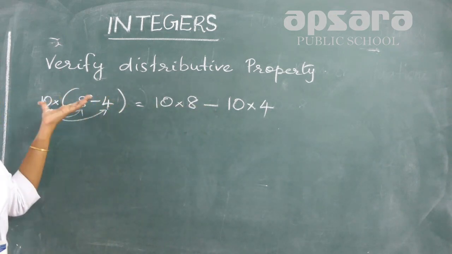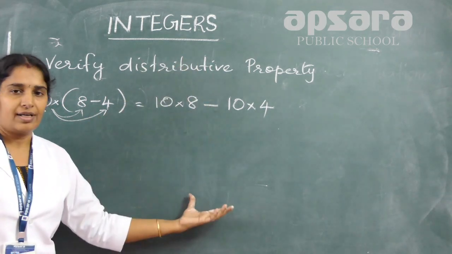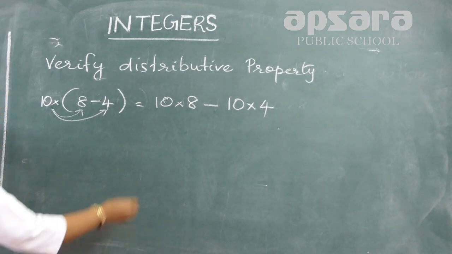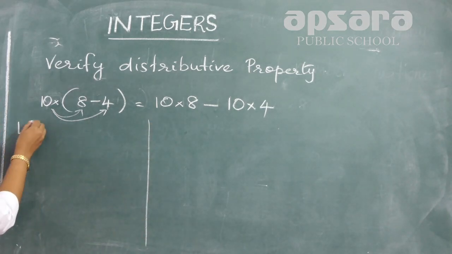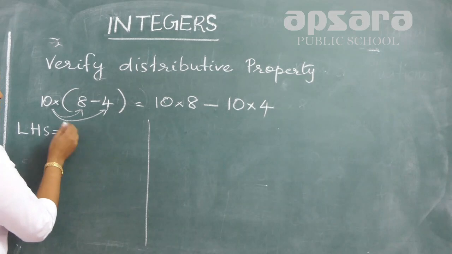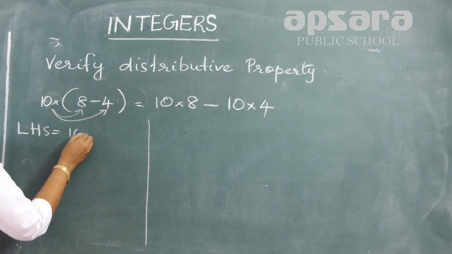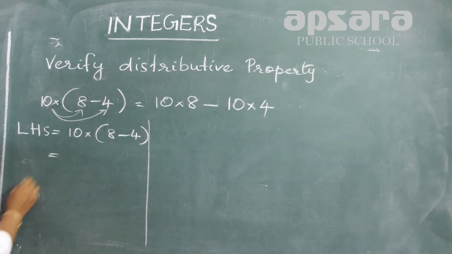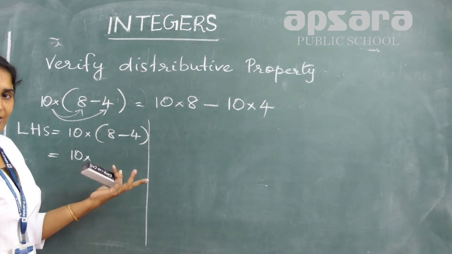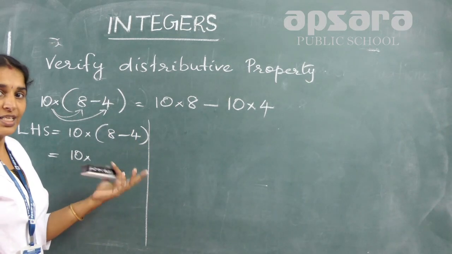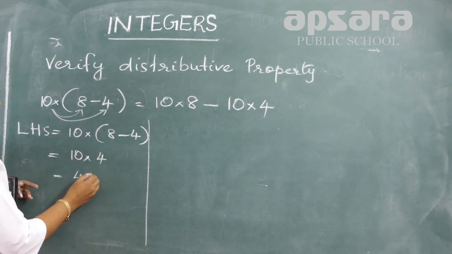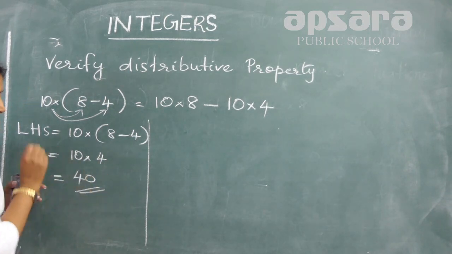We will see the value of LHS and the value of RHS. And we will show that both the values are equal. Okay? So consider the LHS. 10 into 8 minus 4 equal to 10 into, what is 8 minus 4? 8 minus 4 is 4. Okay. Which is equal to 10 into 4. That is 40 is the answer.